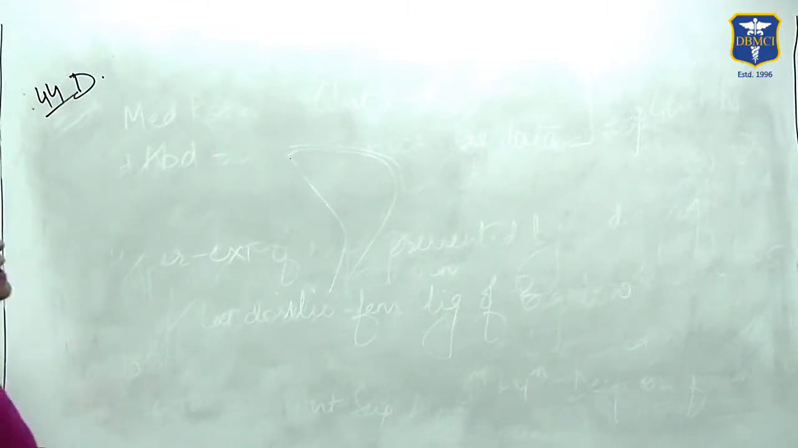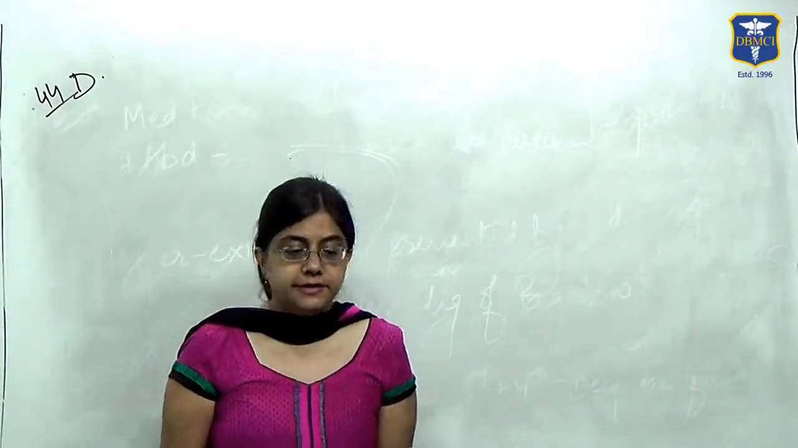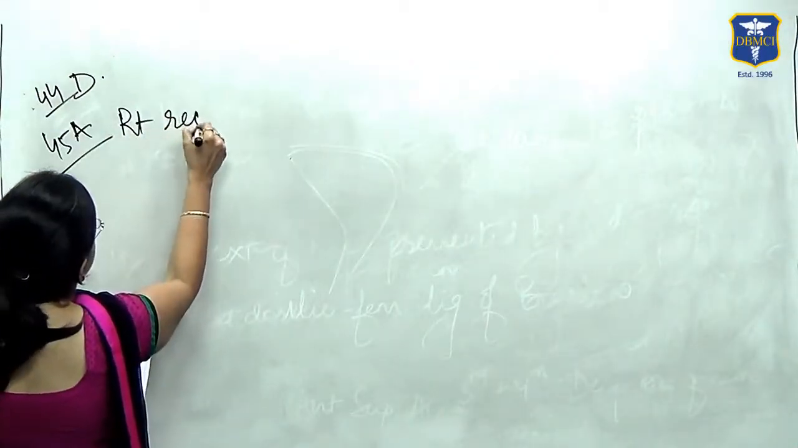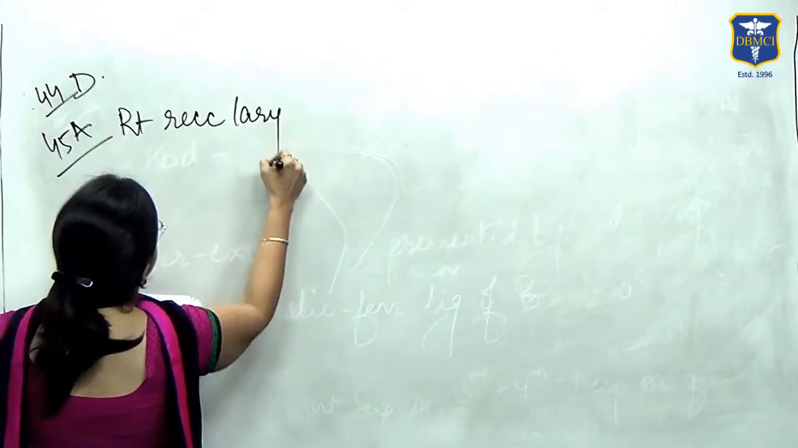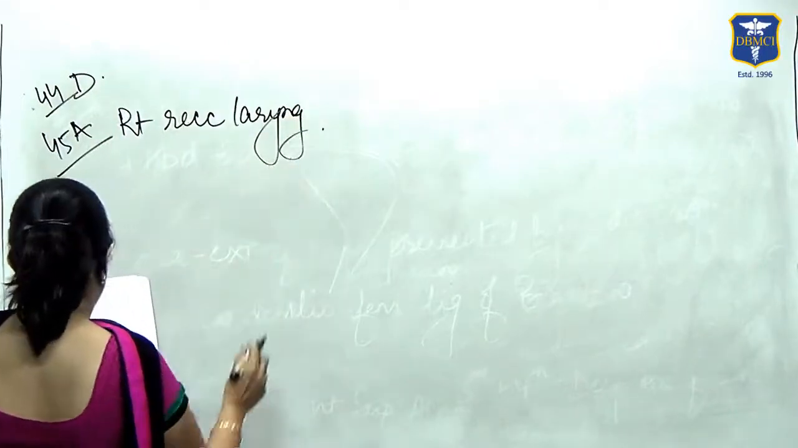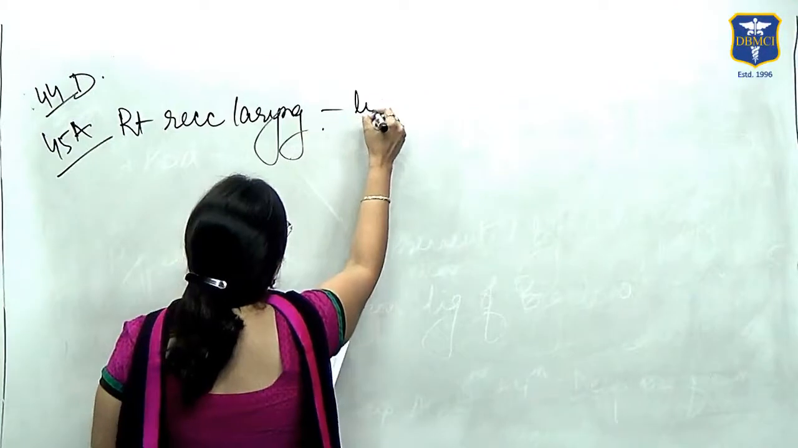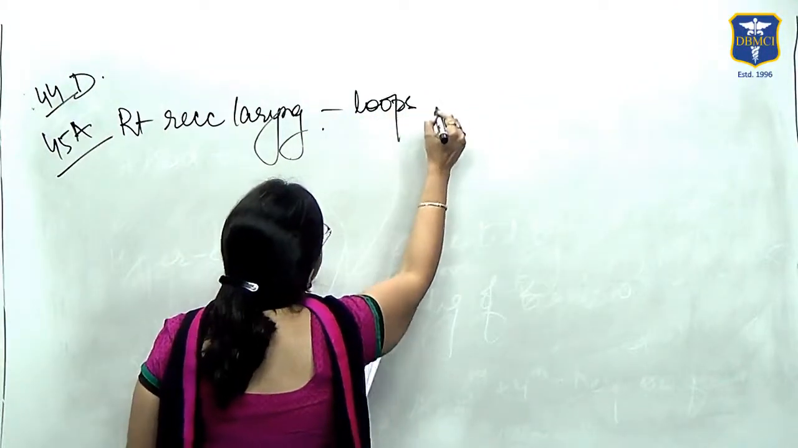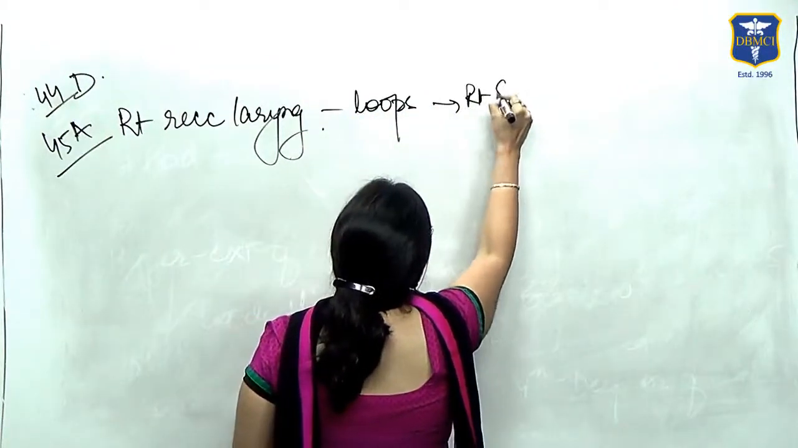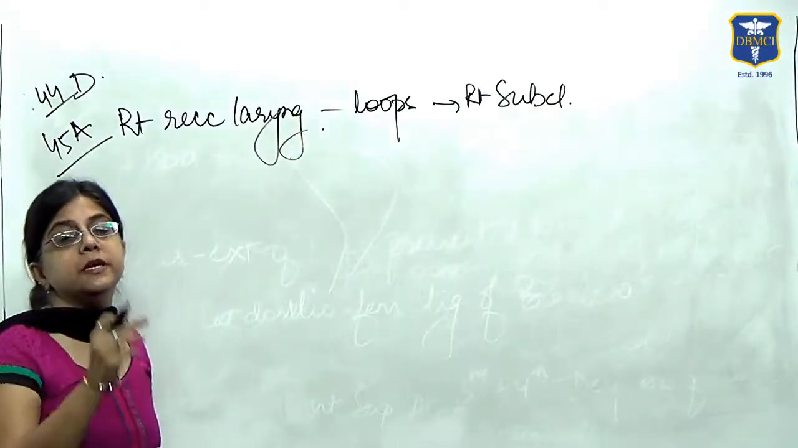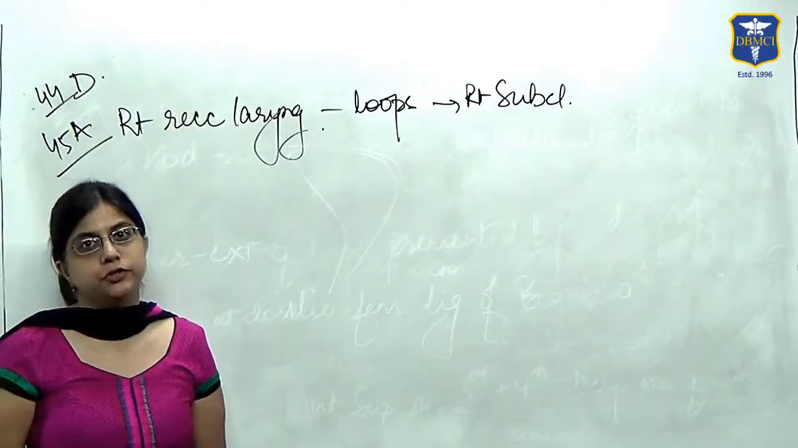Question 45, the answer is A. The right recurrent laryngeal nerve loops around the right subclavian artery, so it does not pass through the superior aperture of thorax.